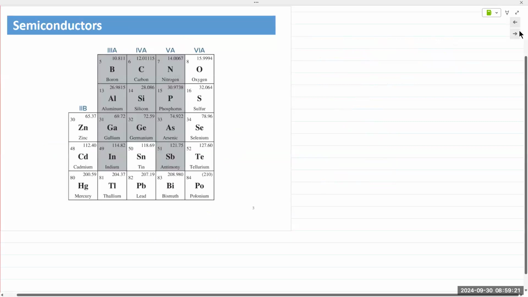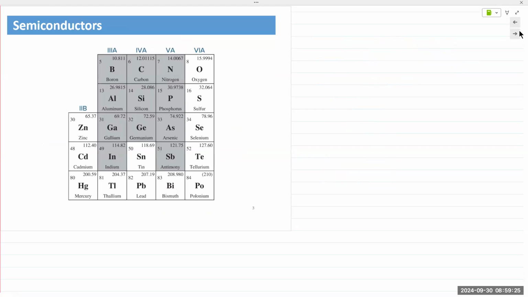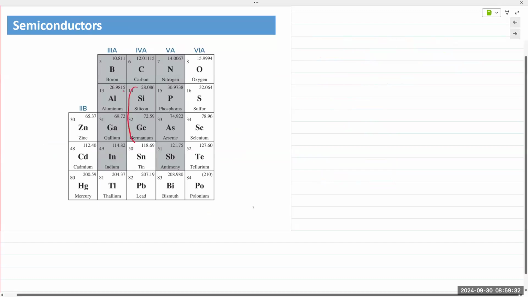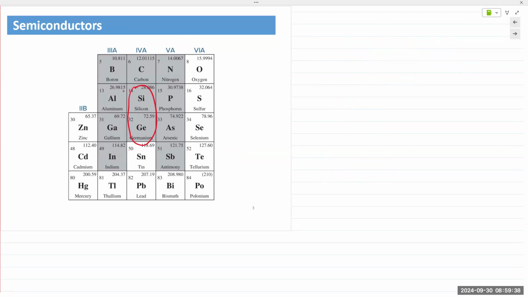So here is the center of the periodic table, column 3 to column 5, where we have the most common semiconductor materials. The most common by far is right here, silicon and germanium. Germanium was actually the first semiconductor material, but silicon quickly overtook it. Well, first is the abundance, right? Silicon is the second most abundant element on this planet.